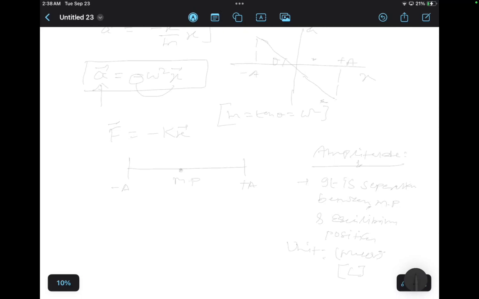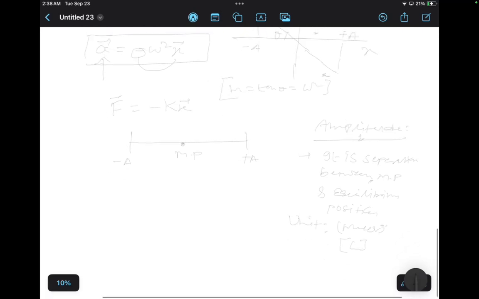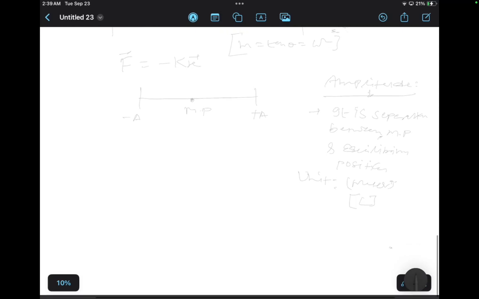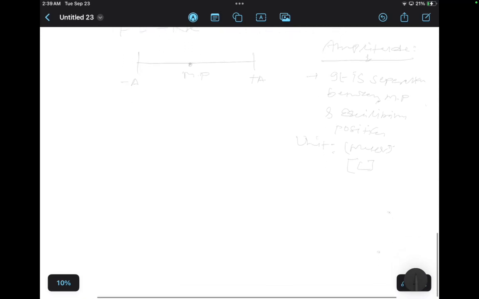Now we are going to understand the dynamics of simple harmonic motion, how the motion is occurring and how it is behaving. Suppose we have this setup, and this is the mean position, this is plus a, and this is minus a. Now the particle is going like this. If we look at the condition that force is minus kx, that is, force is always directed toward the mean position. So whenever the particle is here, the force should be there.